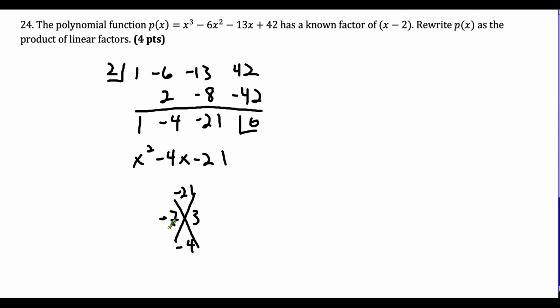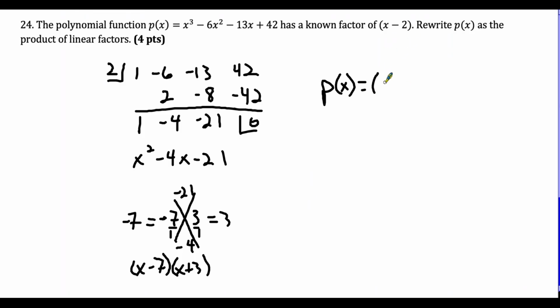Don't forget, technically at this step, I do need to divide these by my a value. In this case, my a value, the coefficient on x squared, is just 1 though, so that's not going to change either of these values. That means that this x squared minus 4x minus 21 factors into x minus 7 times x plus 3. Now, to write my final answer, though, I need to include all factors. So I need to include that given factor as well. X minus 2 times x minus 7 times x plus 3. So that would be my final answer, my final factored form of what I started with.